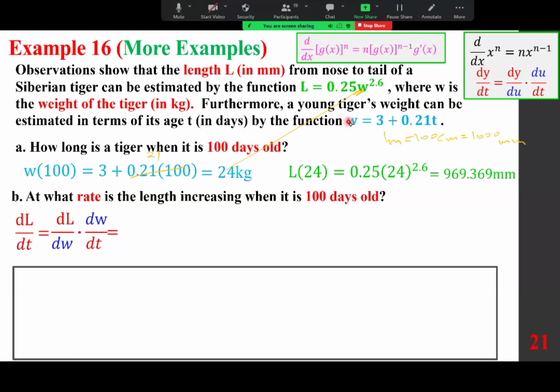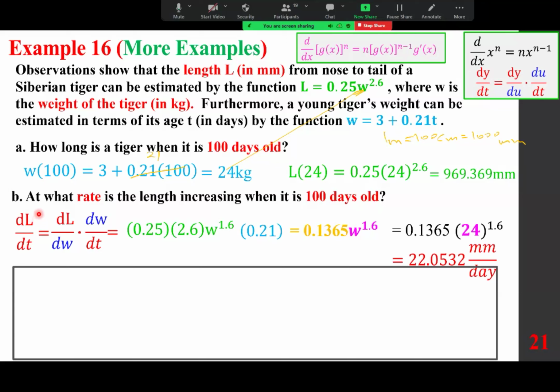So dL/dW is simply 0.25 times 2.6 W to the power of 1.6. And dW/dt is just 0.21. The product of the three numbers is 0.1365 W to the power of 1.6. And because we want to see what happens after 100 days old, we have two choices: replace the W with this and t with 100, or we already know W of 100 is 24. Replace it with 24. That gives you the answer. The units of dL/dt, change in length over change in time, are millimeters per day.